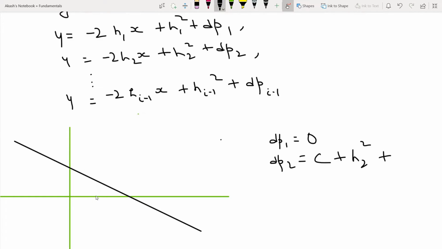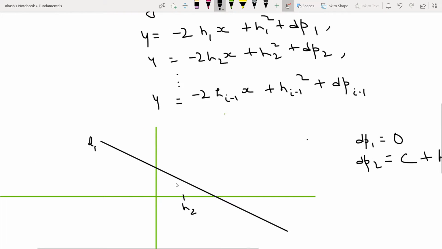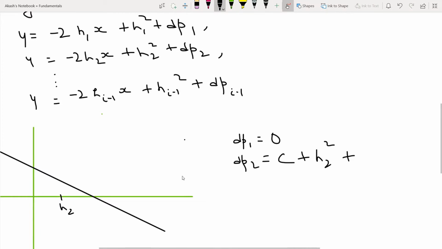So suppose this point is our h2. Since there is one line, there is no point of saying which line will give the minimum value at this point h2. So we have calculated this line, let's say this line is L1, whatever it is going to give us at h2, we will return it here. Let's say it is some constant, say C2. So we have calculated dp2. At this point this line will give us, say, value C2. So dp2 is nothing but this.